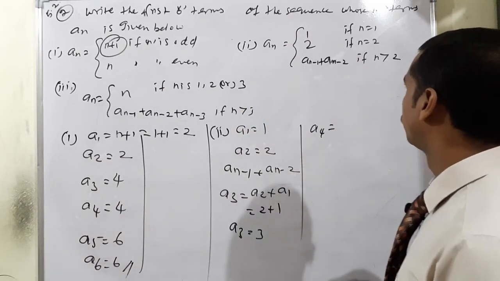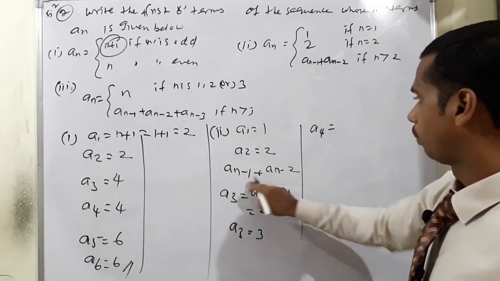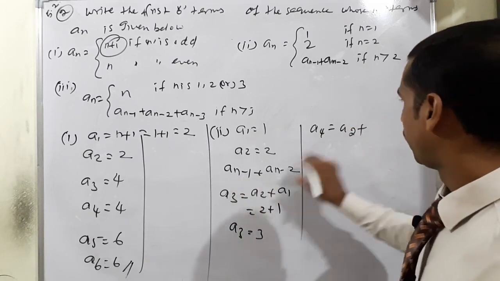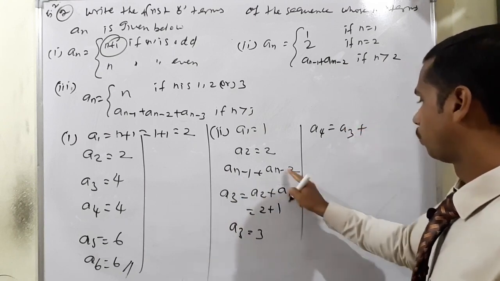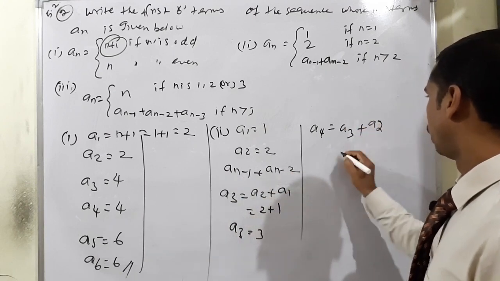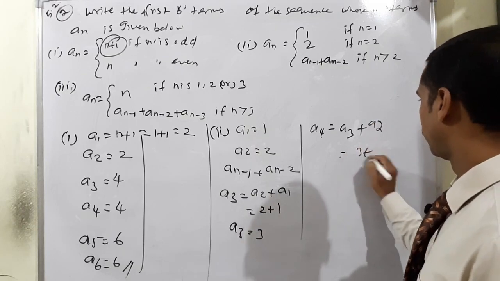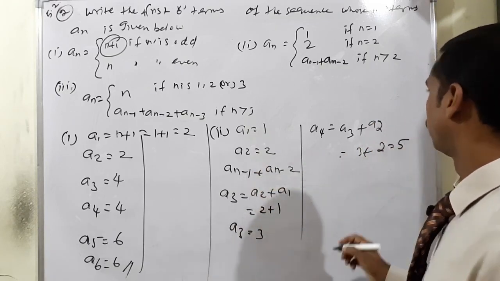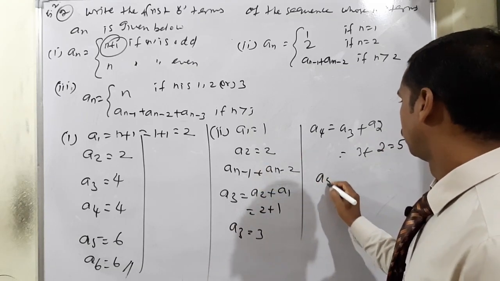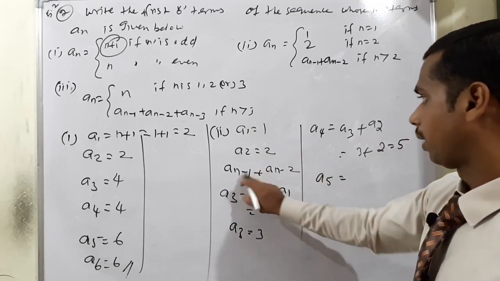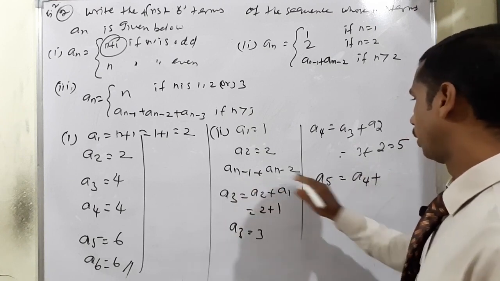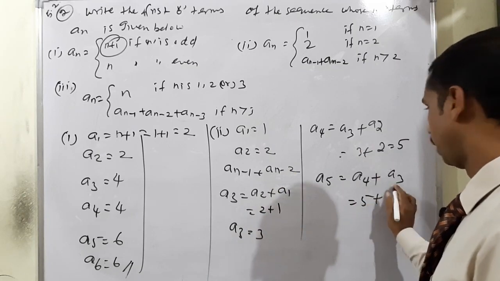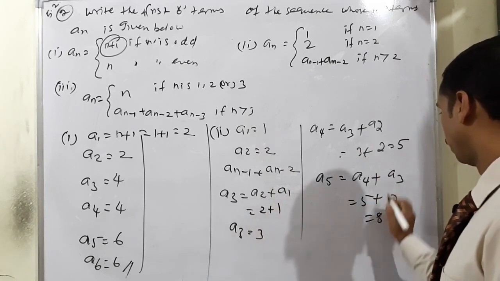So, A4 is equal to 4 minus 1, A3, plus 4 minus 2, A2. A3 value is 3, plus A2 is equal to 2, so 5. Next condition, A5. A5 means 5 minus 1, A4, then 5 minus 2, A3. A4 is equal to 5, then A3 is equal to 3, so it is equal to 8.